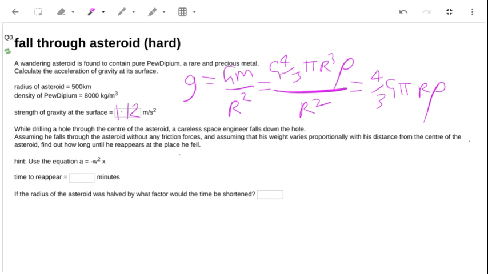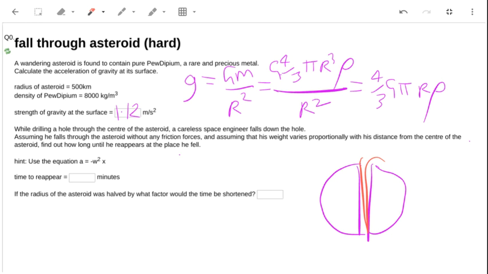And then it tells us that a careless space engineer falls down the hole, and he falls through the asteroid. I suppose he comes out of the other side, and then he starts falling again, back again. So we've got an asteroid here. I suppose it's got a little tube down the center, and the poor engineer falls down and then comes back up again because the gravity will pull him back in the other direction, a bit like a mass on a spring.